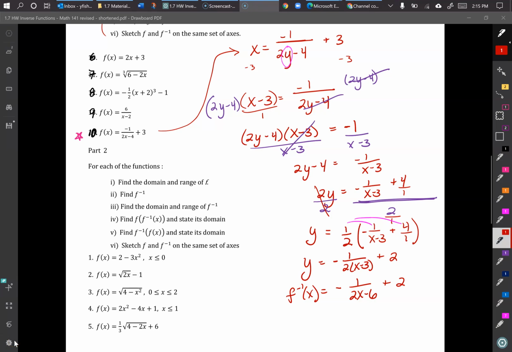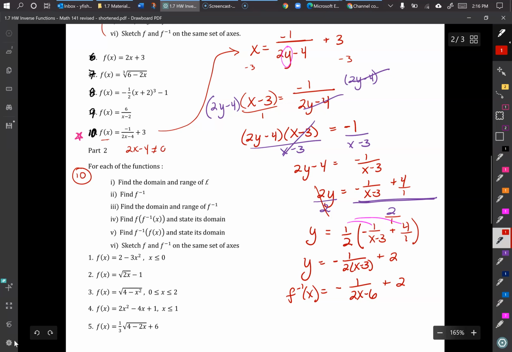And then I also need to think about, for number 10, the domain and range. So for f of x, I cannot have this denominator equal to 0. So I want to figure out when that would equal 0 and avoid it. So I would have x not equal to 2, so anything but 2 for domain. So that would be all real numbers such that x is not equal to 2 for domain.